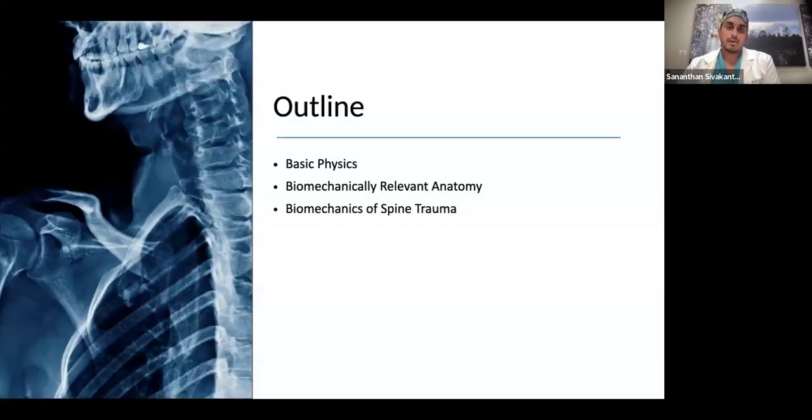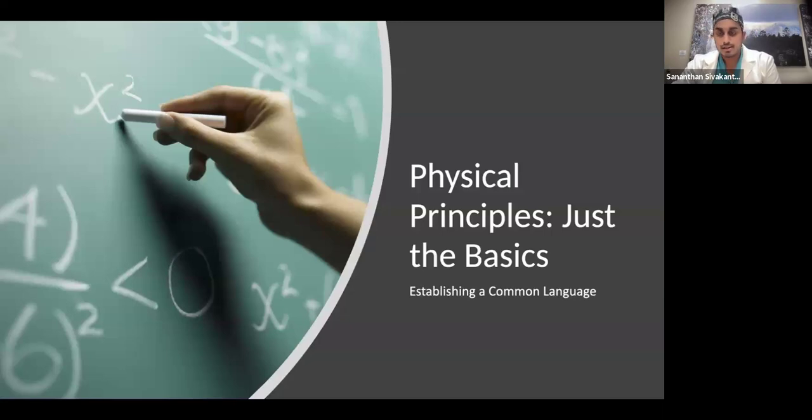Just by way of outline, I'll start by talking about some basic physics as an overview. We'll move then into biomechanically relevant anatomy, and then finally biomechanics of spine trauma and some of the different classification systems that are used and how to best utilize them. Let me start by saying I am by no means a physicist. This is essentially just to establish a common language and go over some principles that are relevant to spine and spine trauma.